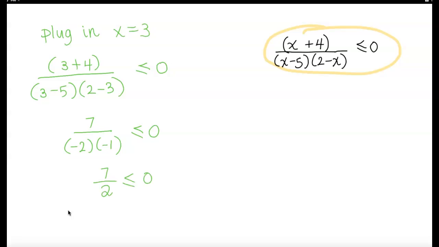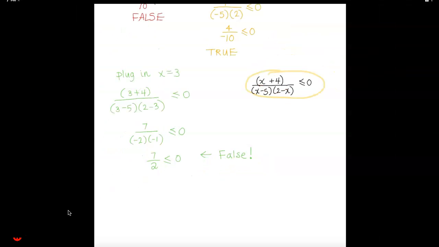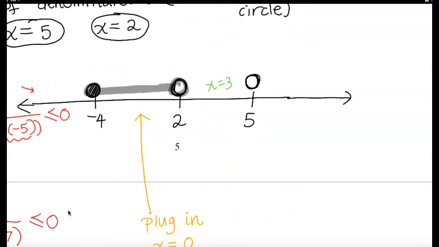Is this true or false? Well, positive number is not smaller than 0. So we just got another false statement. This is false. So what does that tell us? The interval that we grabbed this x equals 3 from, which is in between 2 and 5, is not an answer interval, okay? So we skip that one. What is the next interval?